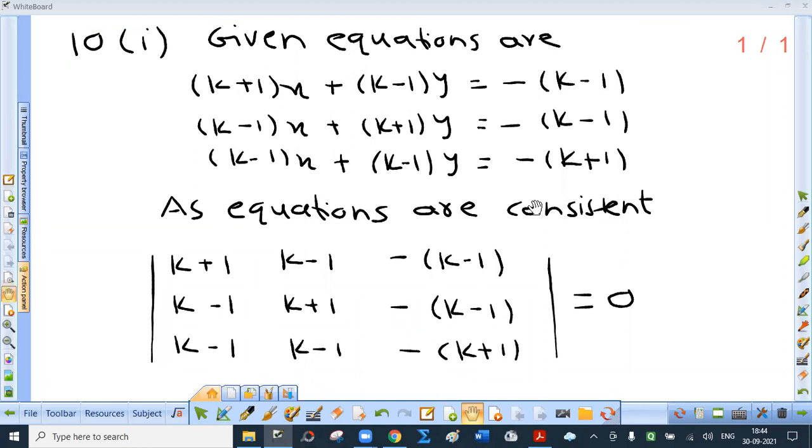Okay. Sum number 10. Find the value of k if the following equations are consistent. We solve first one only. Now equations are written in standard form. What do you mean by consistent equations?